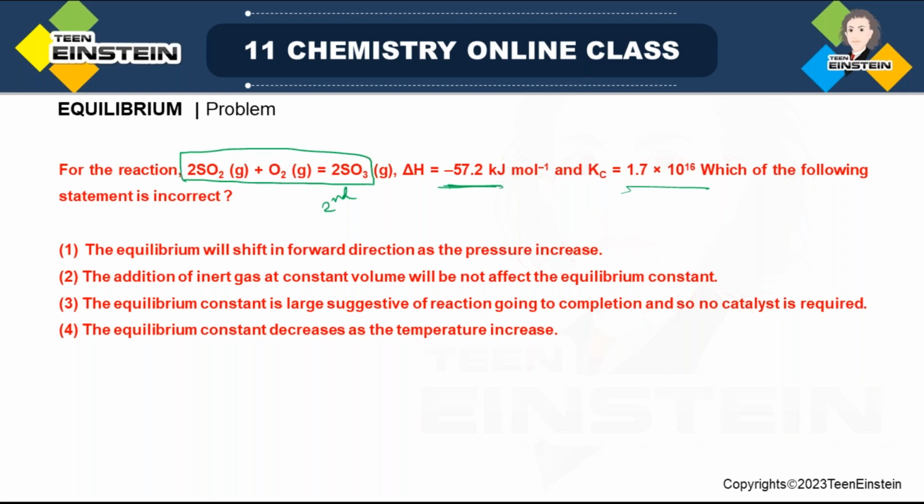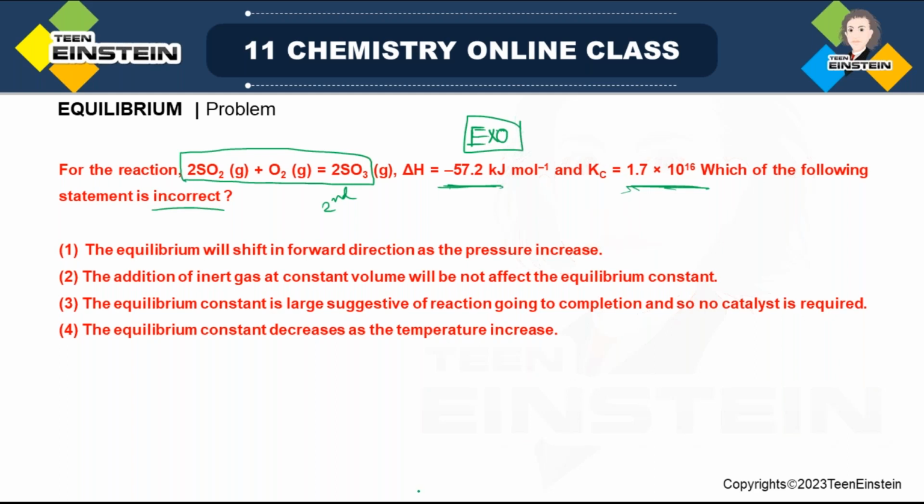Okay, so whatever it is, this data will not cause any problem. So ignore that. The important point is that the delta H value is negative, that means it is exothermic. This point is important, not the exact numerical value. And the Kc value, look, 10 to the power 16, it is very, very high. Now, under this information, you have to find which statement out of these four is false, incorrect.